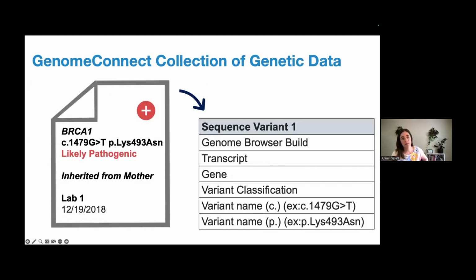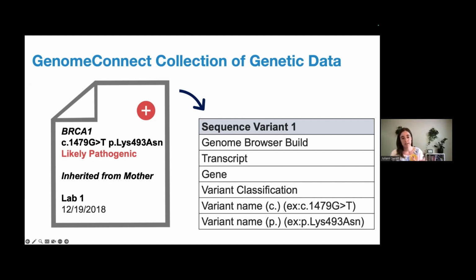As I mentioned, we also ask participants to share a copy of their genetic test results. Participants share their genetic test results by uploading a copy of them from a PDF or an image file. If they no longer have a copy, they also can provide permission for GenomeConnect to request their records from the lab that performed their testing or the doctor, genetic counselor that ordered their testing.